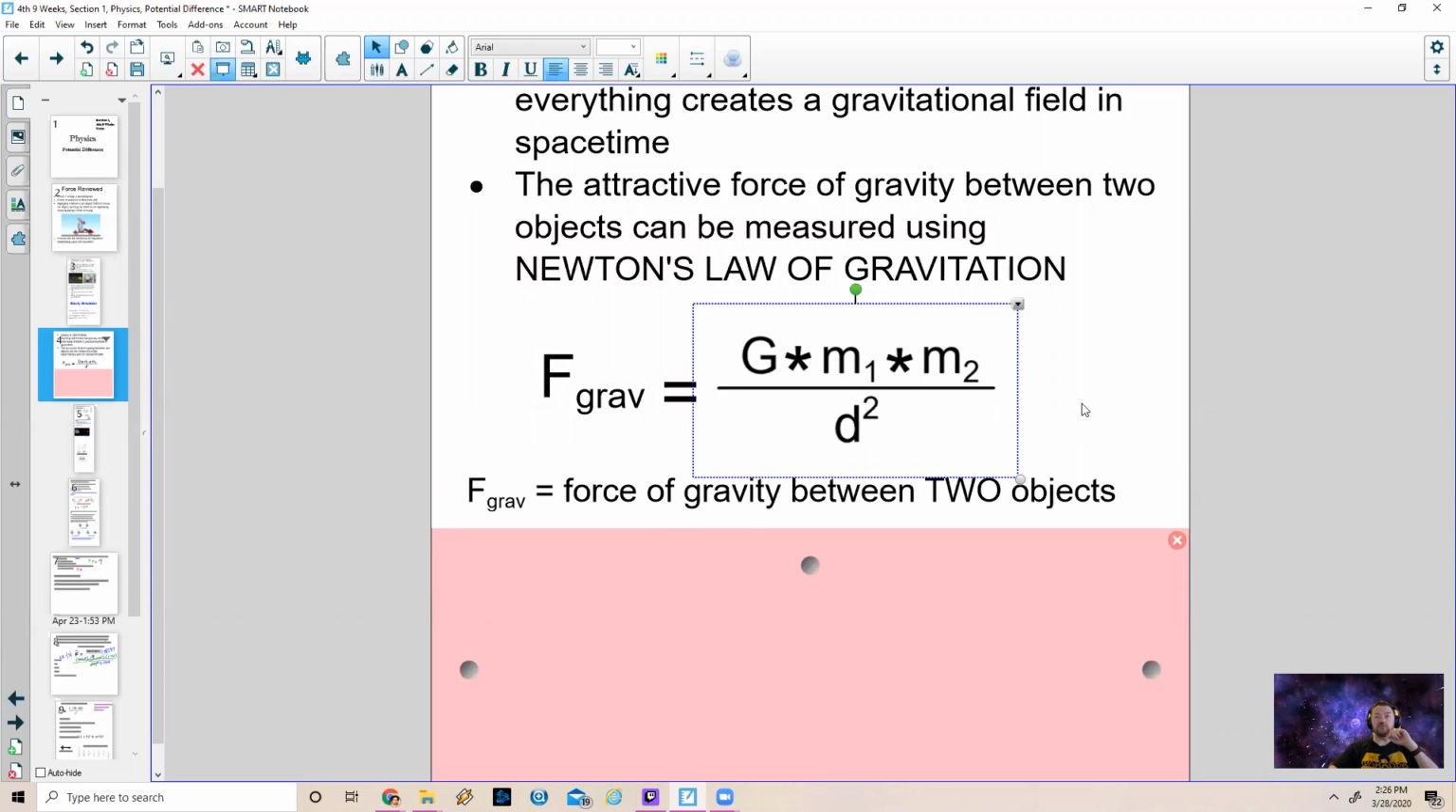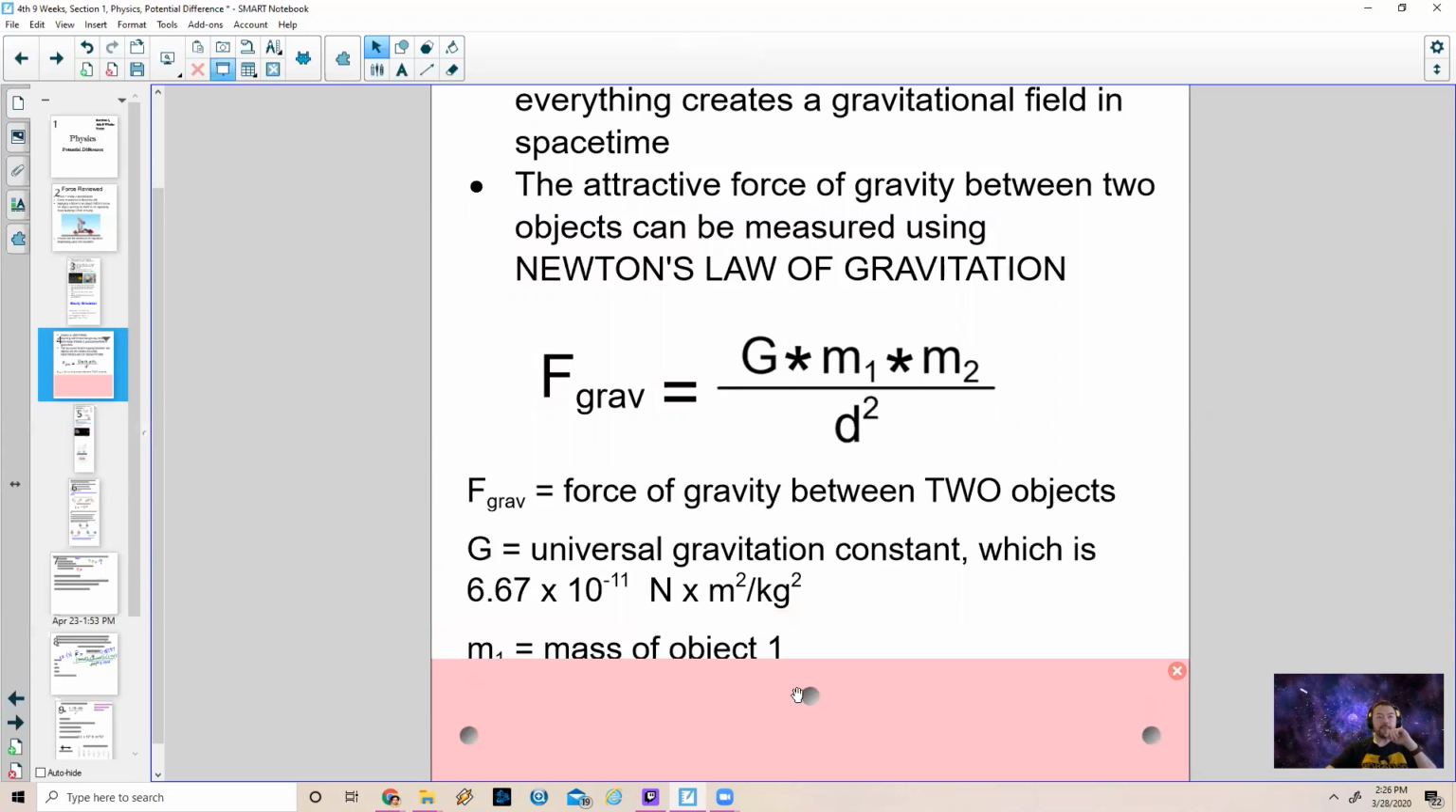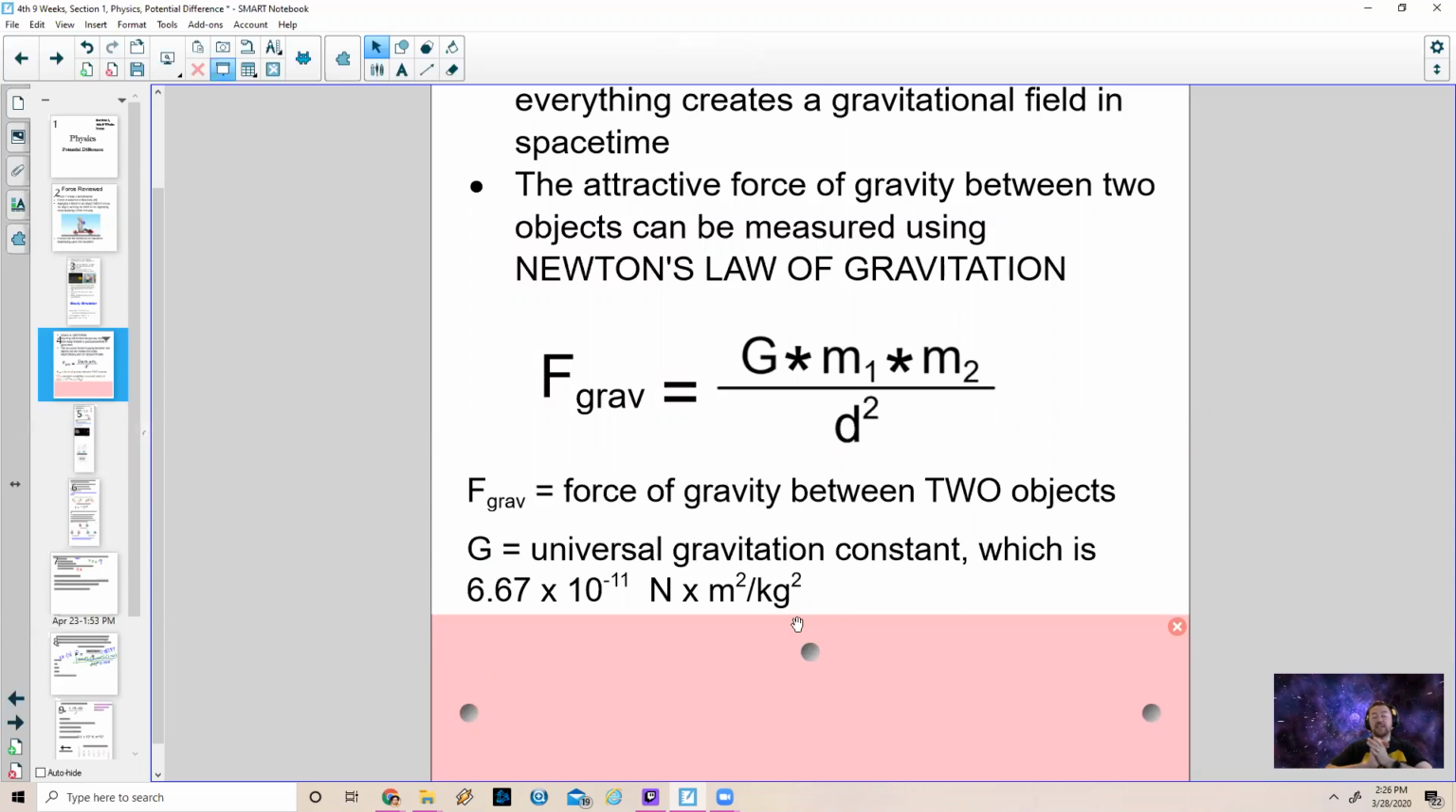So here's what each part means. F-grav obviously is the force of gravity between two objects. We're not going to look at three objects. Three objects is a little more complicated, there's a little interplay between the different parts. No, we can only do Newton's law of gravitation with two objects whose mass we know, or if we know another part. So G is an interesting thing.